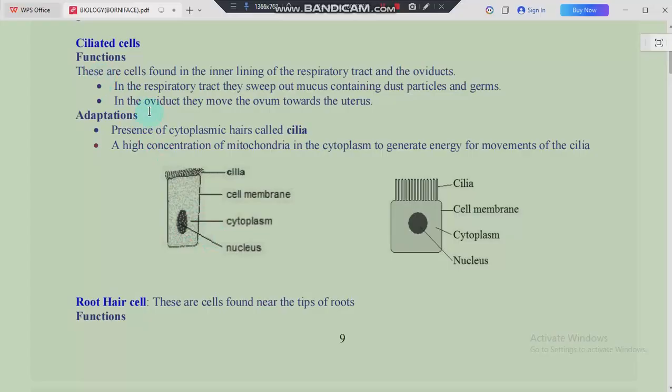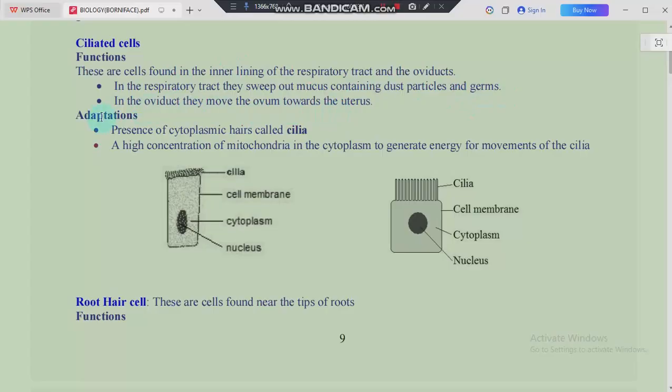So now let's talk about the function of this ciliated cell. First of all, we need to understand the location. It is found in the inner lining of the respiratory tract, and it is also found in the oviducts in females. So the function of this ciliated cell is it helps to sweep out mucus containing dust particles and germs. Another function of the ciliated cell, particularly in females in the oviduct, is it helps to move the ovum, which is the egg, towards the uterus.